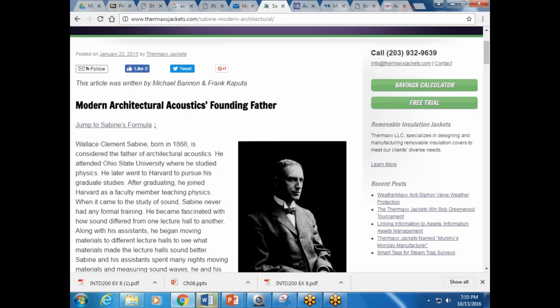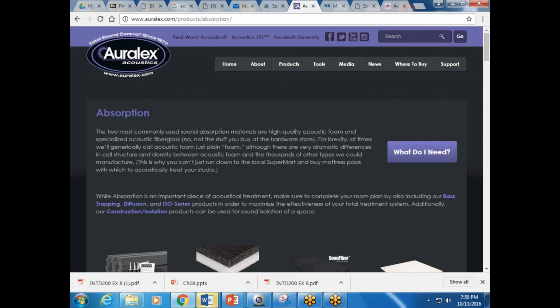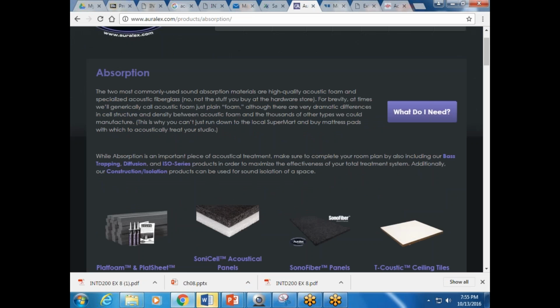So I worked with them when I was in contract design. This is their website, Auralex Acoustics, and I am on the absorption page. It says the two most commonly used sound absorption materials are high-quality acoustic foam and specialized acoustic fiberglass. And we're going to talk about fibrous materials within our chapter. So it says, no, not the stuff you buy at the hardware store. For brevity at times, we'll generically call acoustic foam just plain foam, although there are very dramatic differences in cell structure and density between acoustic foam and the thousands of other types we could manufacture.